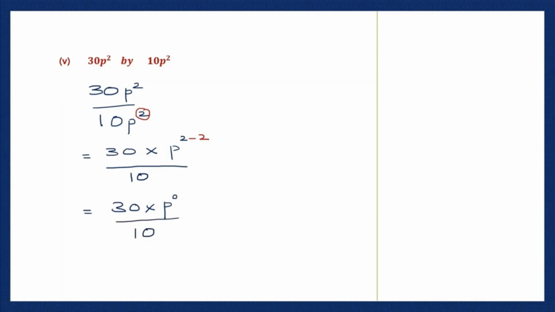Let me cancel 10 and 30. 10 ones are 10. 10 threes are 30. So here I will have 3 into p to the power of 0, and anything raised to the power of 0 is 1. So 3 into 1 by 1 is 3 ones are 3, 3 by 1, and my final answer here is 3.